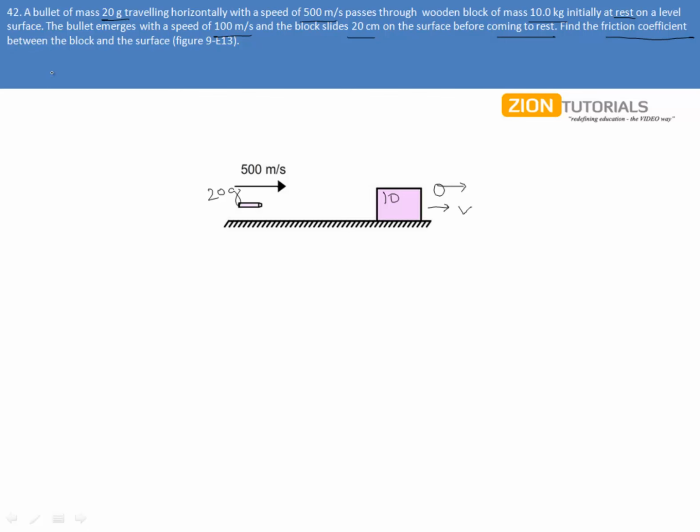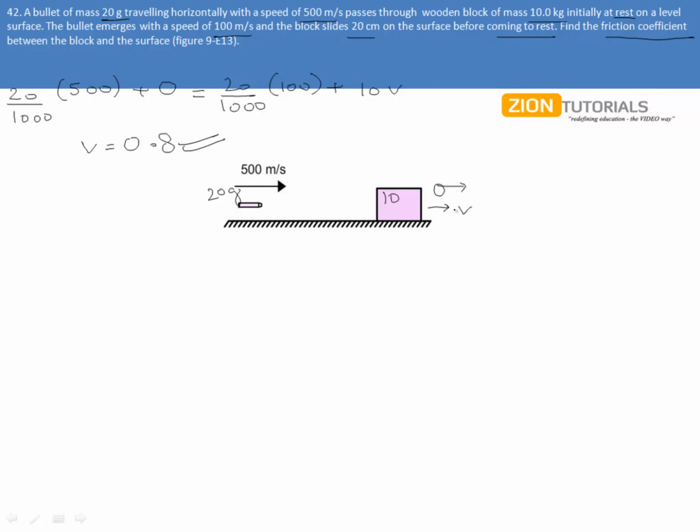So I can employ momentum conservation over here, and that will be m1 v1 plus m2 v2 equals m1 v1 plus m2 v2, giving me the velocity of that block to be 0.8 meters per second.